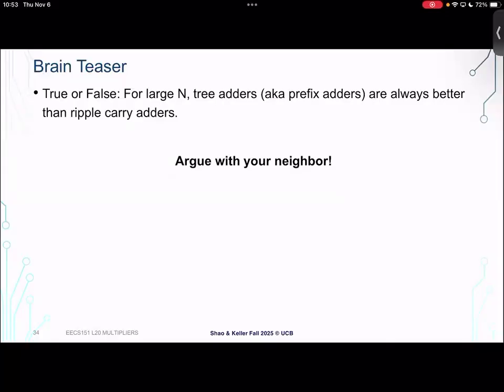Okay, let's come back together. Did anyone have a disagreement with your neighbor about the answer to this question? Or did we get to some consensus? Okay, thoughts. I want to hear from someone in the back half of the room.